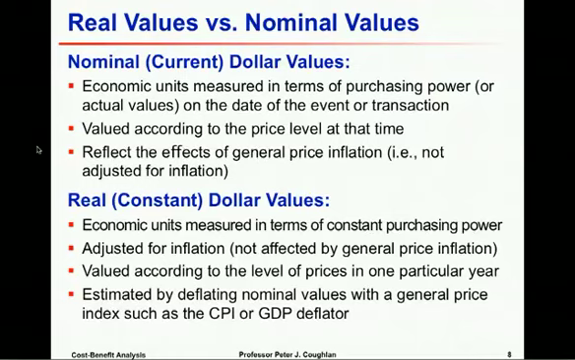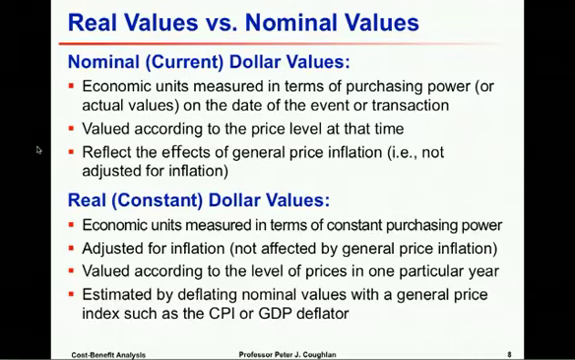So the $100 million that you might get 5 years from now, if it's in nominal dollar values, would be worth less than if that $100 million was in real dollar values, where it did not reflect any sort of price inflation. In fact, inflation was already taken out of the equation. And that gets to the definition of real or constant dollar values. These are economic units measured in terms of constant purchasing power, so they're adjusted for inflation and therefore not affected by general price inflation.